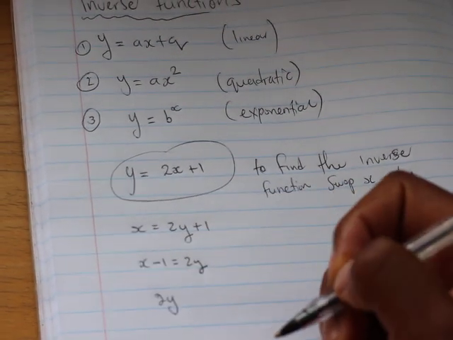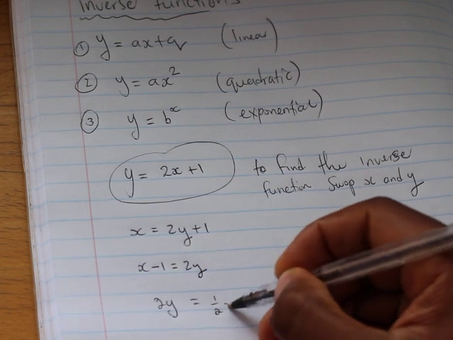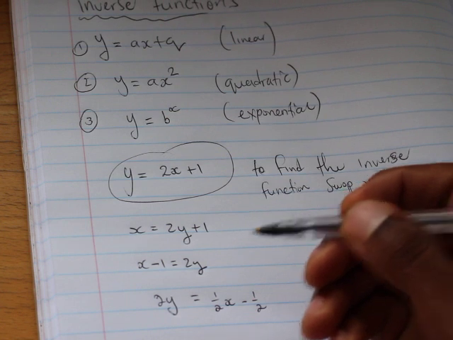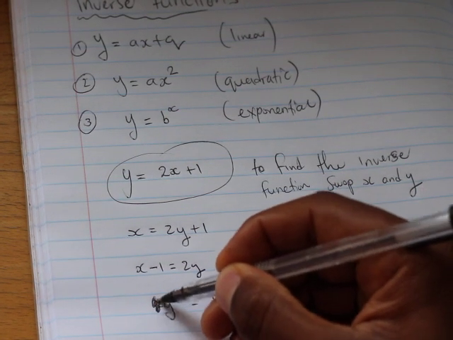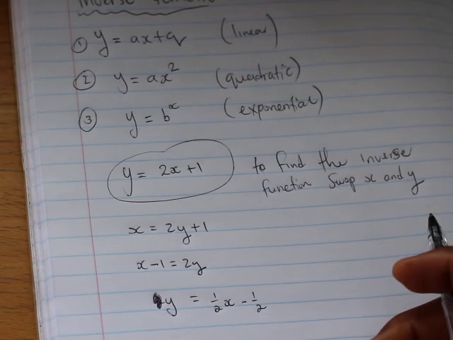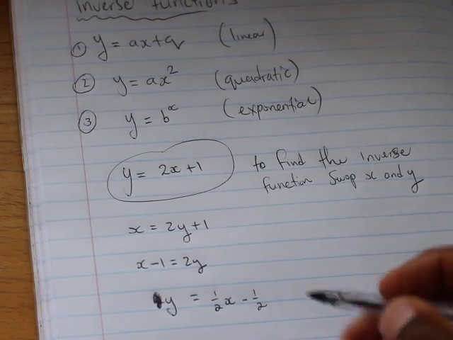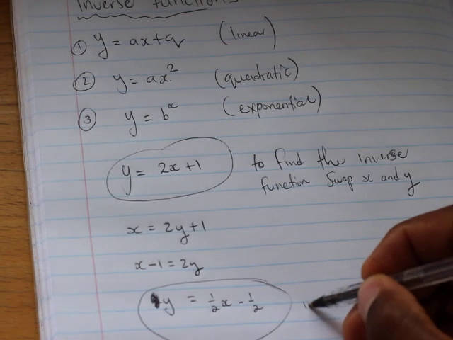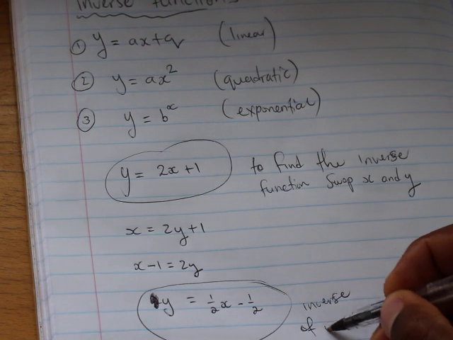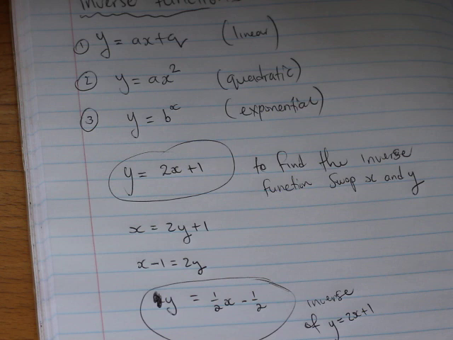Then 2y becomes what? y becomes 1 over 2x minus 1 over 2. Remember, we divided throughout by what? By the 2. So that's why it disappeared on the left hand side. So this is the inverse of y equals 2x plus 1. Okay?